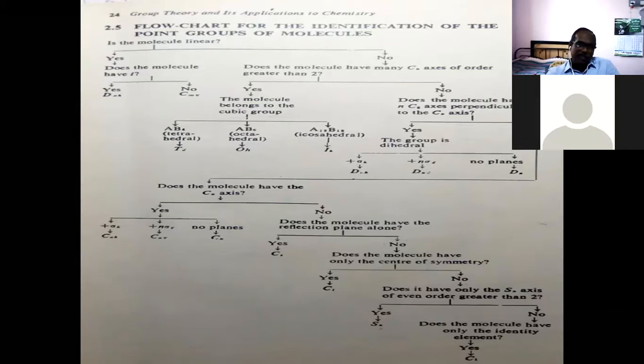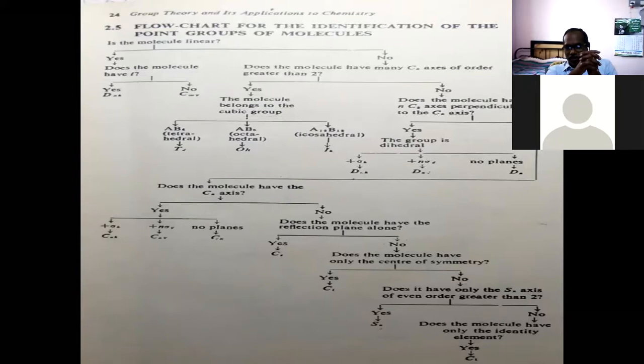Therefore, it contains E, C3, sigma V dash, sigma V double dash, and sigma V triple dash. Now look, start from the first question. Is the molecule linear? No. Does the molecule have many Cn axes of order greater than 2? No, because the ammonia molecule contains only one C3 axis, therefore no.